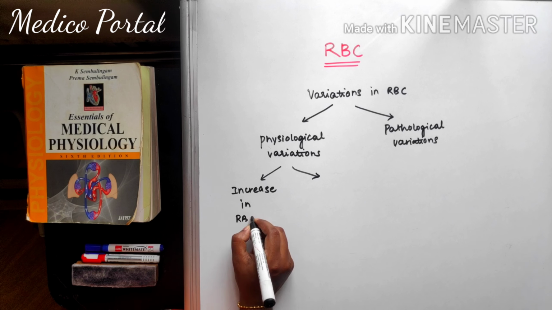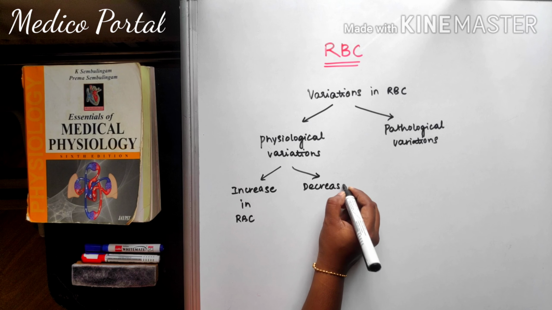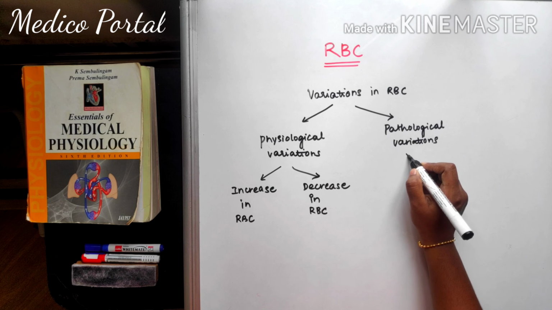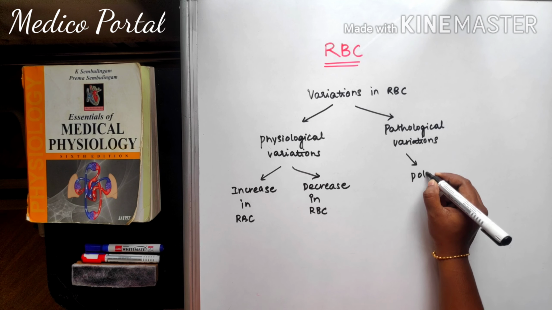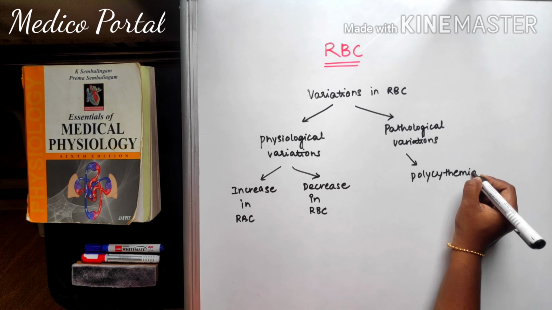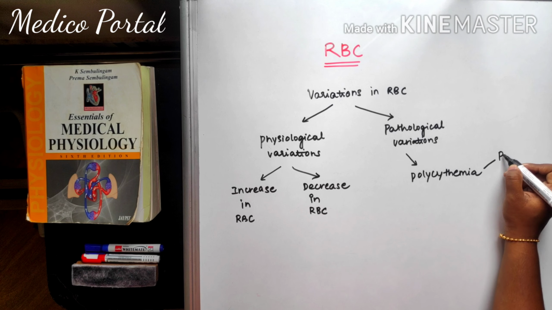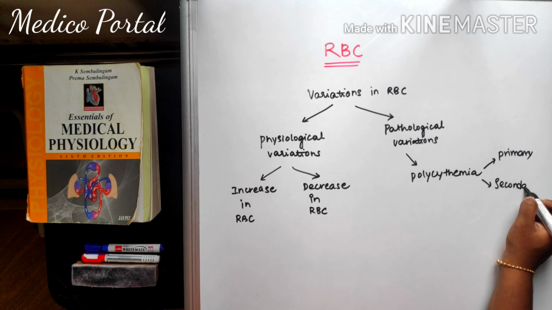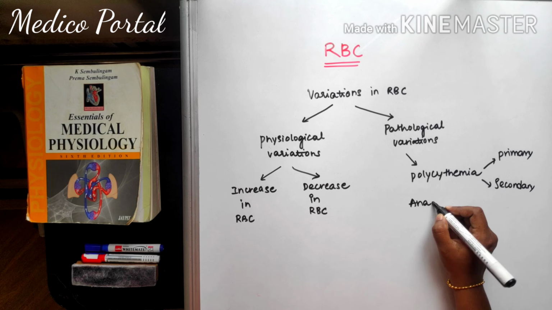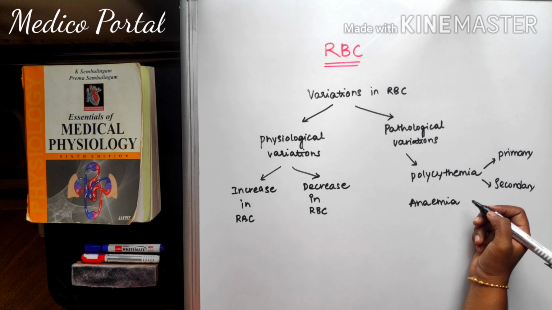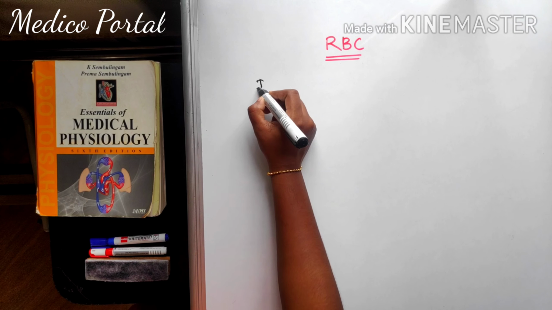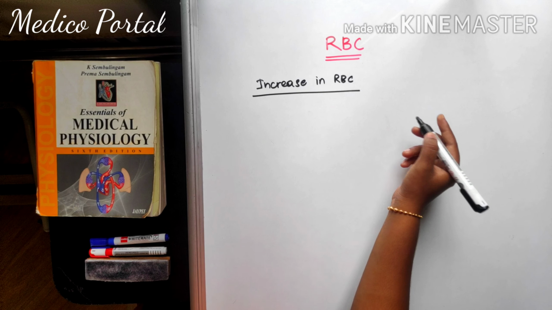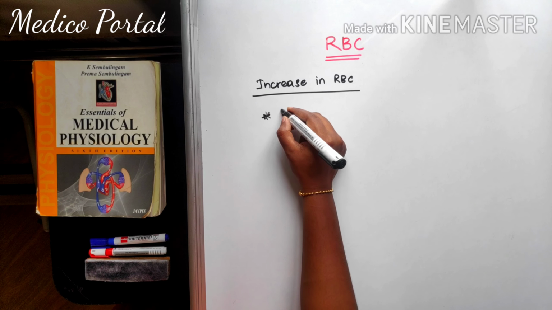In physiological variations, the RBC count may increase or decrease in some conditions, and the pathological variations related to the count are polycythemia, which is again divided into primary polycythemia and secondary polycythemia. And another important feature is anemia. I'll discuss polycythemia and anemia in the coming videos. And increase in the RBC is one of the main important conditions we all should be clear about.